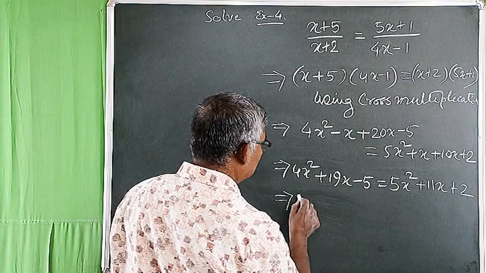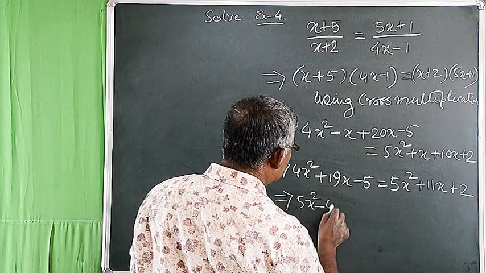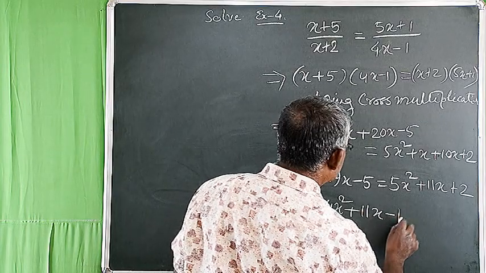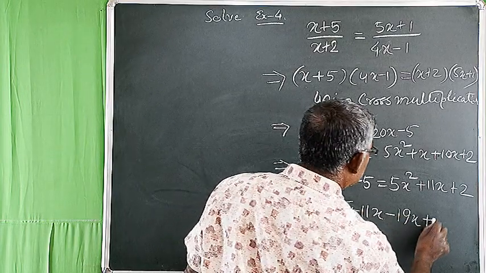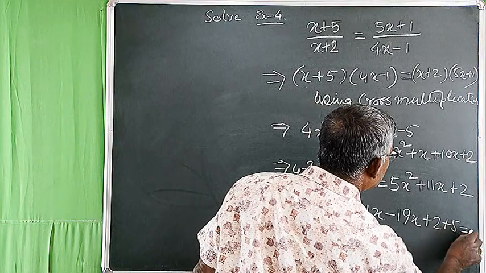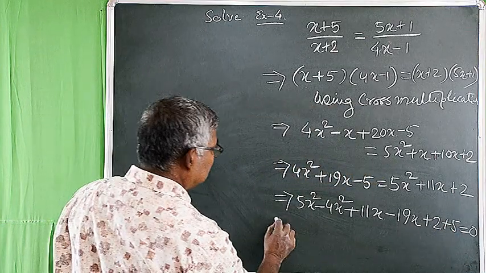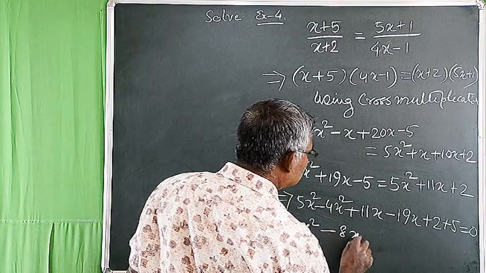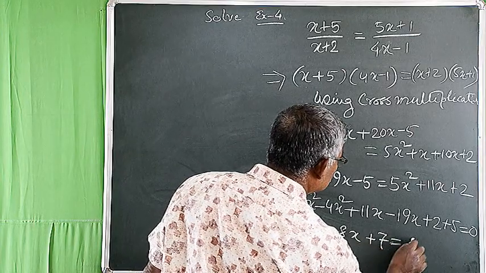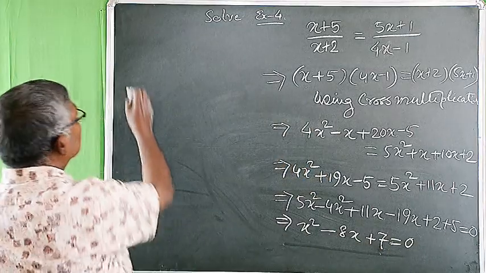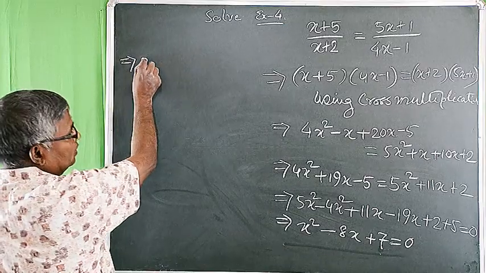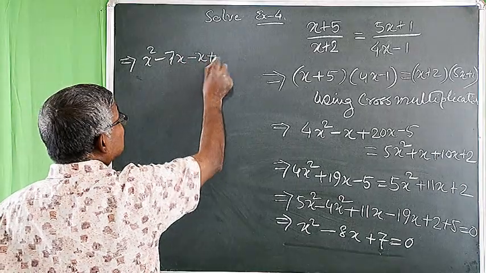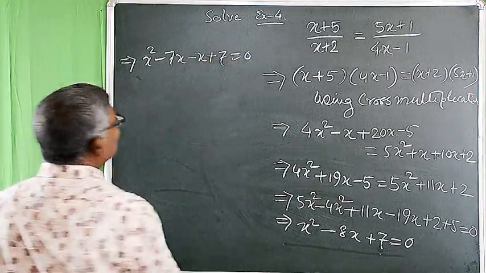This implies that 5x² - 4x² + 11x - 19x + 2 + 5 = 0. This implies that x² - 8x + 7 = 0. Hence, we can write x² - 7x - x + 7 = 0.